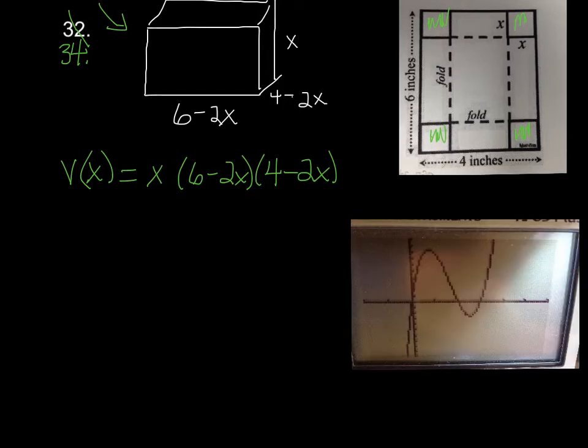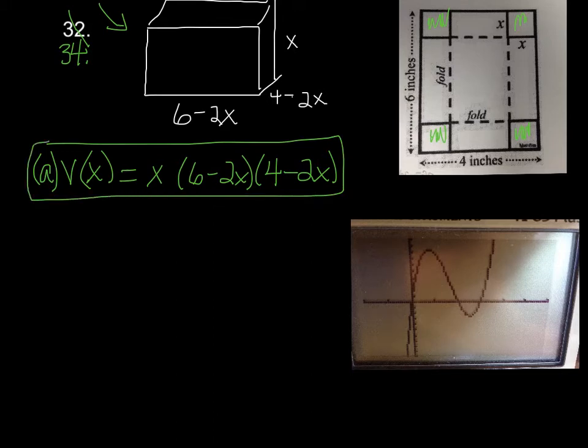So there's an equation for the volume. So again then, for part A, to represent the volume of the box, what we would do is we would use this equation right here. Okay. Now, in part B, what they want us to do is determine the restricted domain. Now, remember that domain stands for all of your x values.